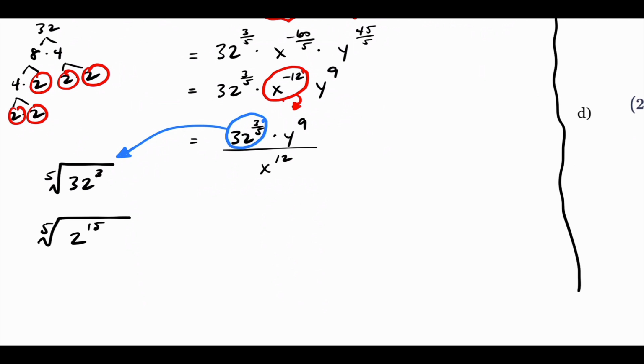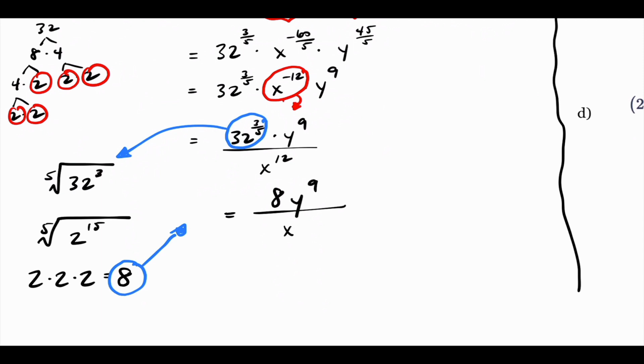I'm looking for groups of 5. So how many groups of 5 do I have? 3. So I have 2 times 2 times 2, which is 8. Nothing left on the inside because that took them all. 3 groups of 5. I'm going to put it back now. I'm going to put that guy back for 32 to the 3/5. So now it's 8 y to the 9th, x to the 12th.